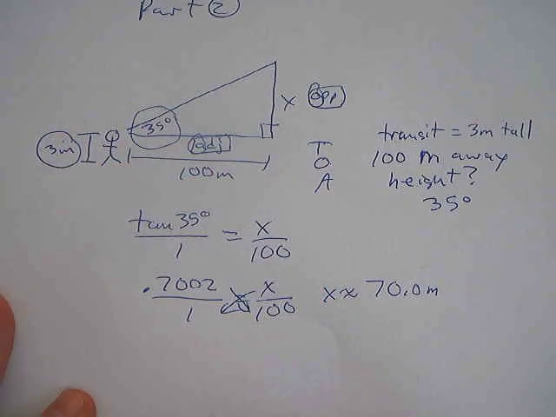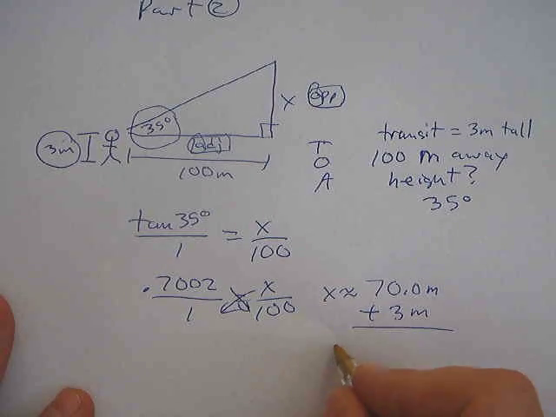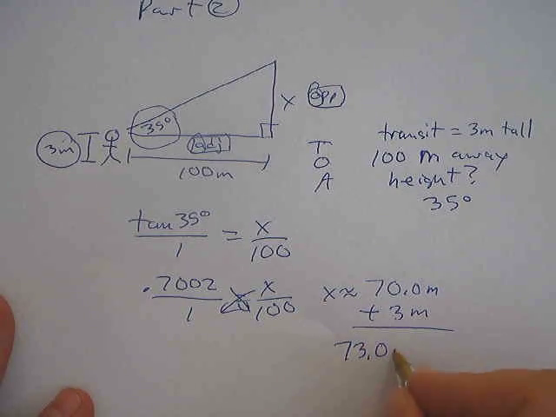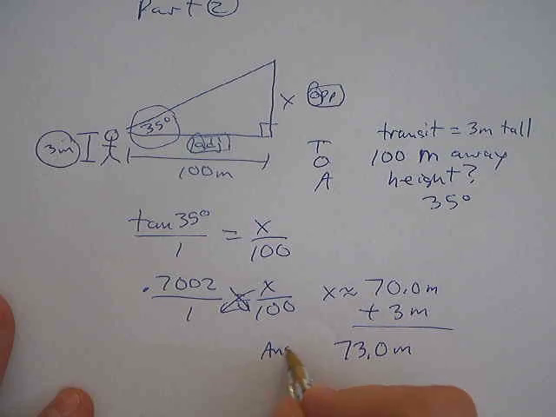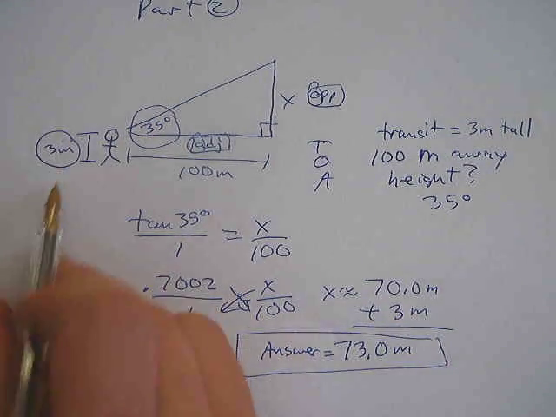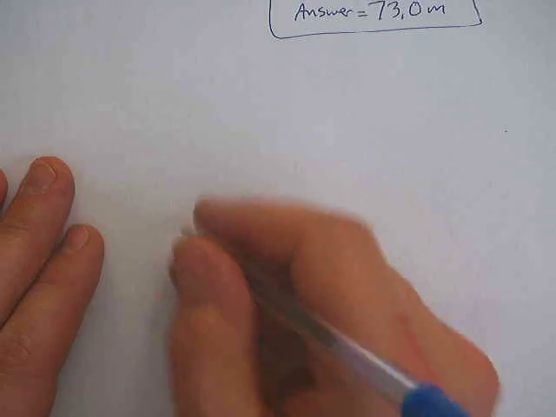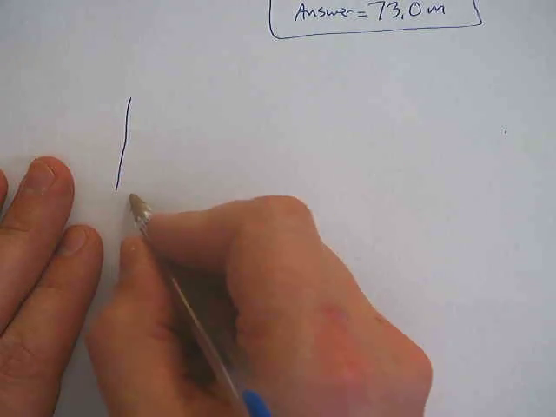Now, here's the thing. At the very end, I have to add on this 3 meters. So I have to add on the 3 meters. So my answer is 73.0 meters. So make sure you add on whatever this is at the very end of your problem.